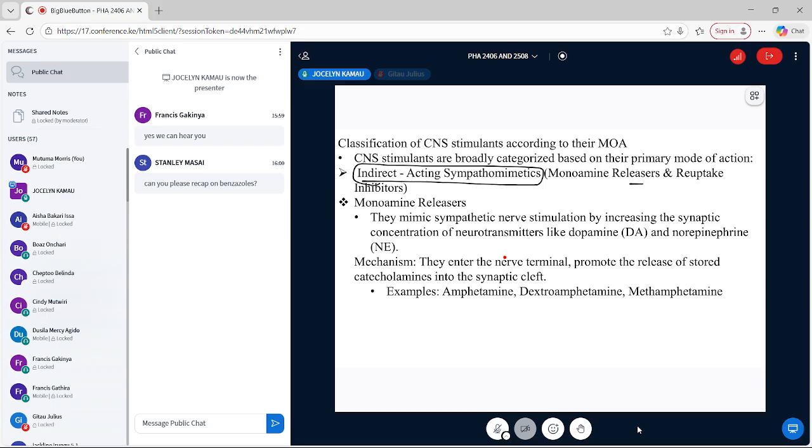And here you have examples of such: cocaine, fluoxetine, the uptake inhibitor atomoxetine, which again increases the levels of adrenaline. Modafinil modulates synaptic norepinephrine, as mentioned.